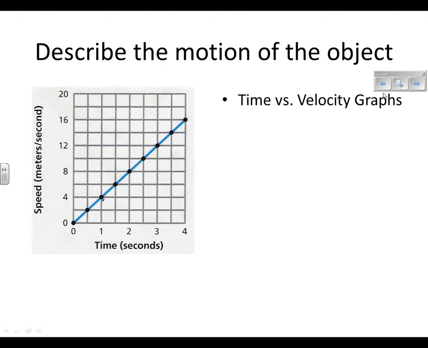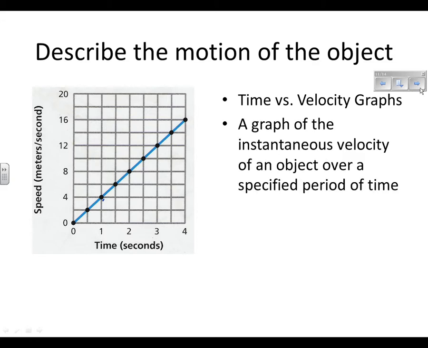So this is a different kind of graph that we call a time versus velocity graph. What does a time versus velocity graph tell us? Time and velocity, right? It tells us the instantaneous velocity of an object. Are we familiar with the term instantaneous? Yeah. Instantaneous means like right now. Okay? So if I want to know how fast this object was going at the 2 second mark, I could find out. Or if I want to find out how fast this object was going at 2.75 seconds, I could find out. So the velocity at a particular moment in time. Okay?